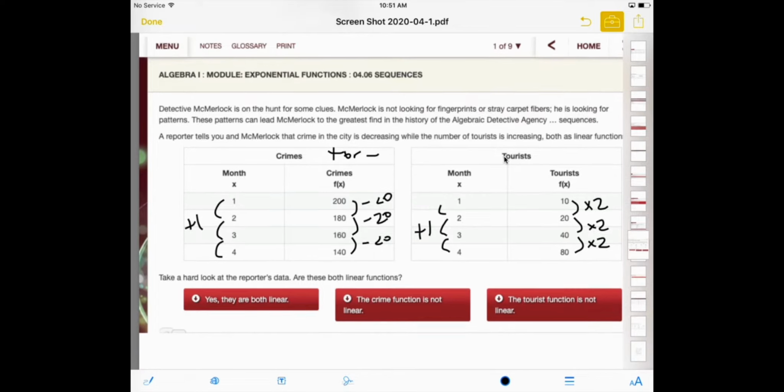So what it's asking us is, are they both linear? Actually, that's not going to be true. They're not both linear. The only one that's linear is the crimes one. So the correct answer is the tourist function is not linear, all the way to the right.